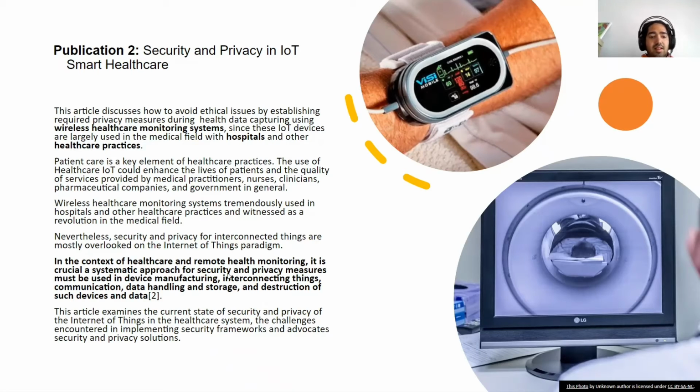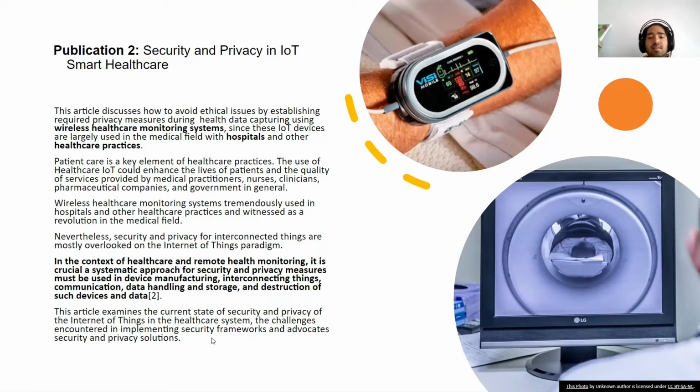Here it says, in the context of healthcare and remote health monitoring, it is crucial that a systematic approach for security and privacy measures must be used in device manufacturing, interconnecting things, communication, data handling and storage, and restrictions of such devices and data. This article examines the current state of security and privacy of the Internet of Things in healthcare systems, the challenges encountered in implementing security frameworks, and advocates security and privacy solutions.